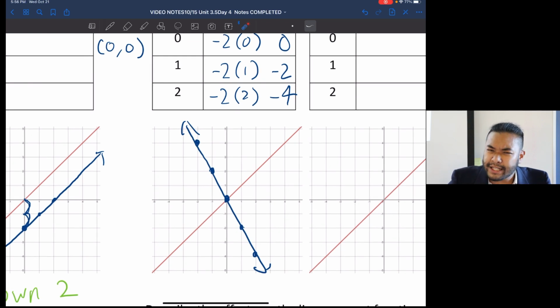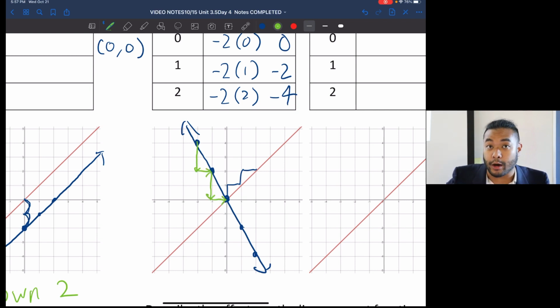Well, let's look at the slopes. I didn't move my graph up or down. My y-intercept is still (0, 0). So all I've changed is my slopes. The original slope is up 1 over 1, but my new slope is down 2 over 1.